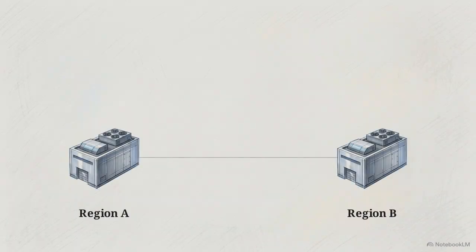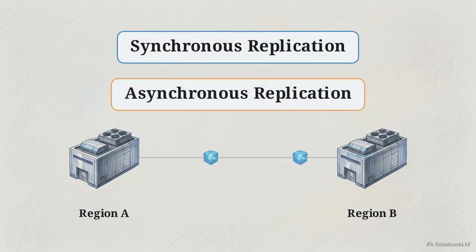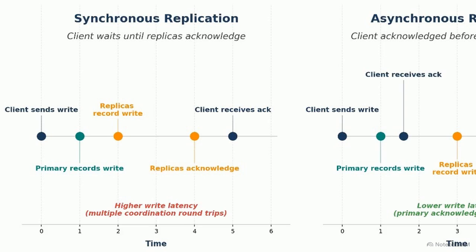Once you deploy across multiple regions, you face the next mechanical challenge: keeping data identical in all locations. This introduces the trade-off between synchronous and asynchronous replication. This chart illustrates synchronous replication on the left. Think of it like a group text message where you have to wait for every single person to reply before you can send the next text. Notice the multiple coordination round trips. A write operation is not acknowledged to the client until every replica confirms it has stored the data. This requires high write energy and significant time, but it guarantees perfect consistency.